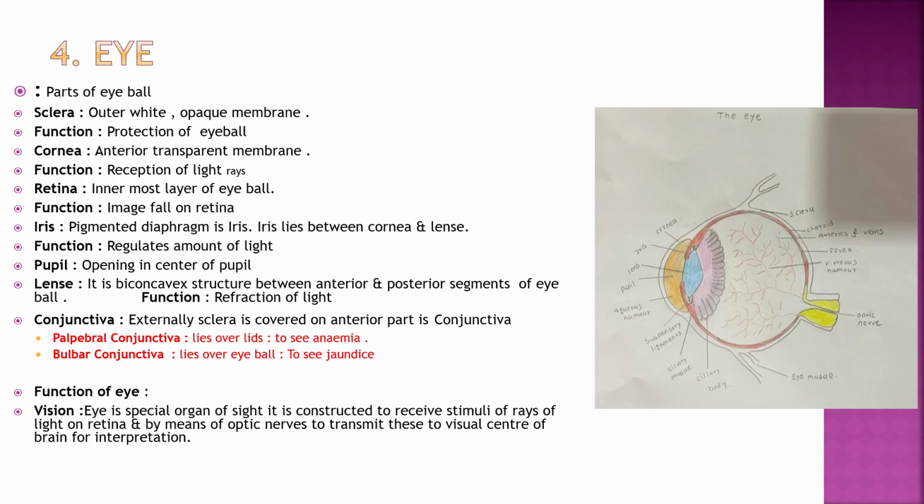The function of the eye is mainly vision. The eye is a special organ of sight. It is constructed to receive stimuli of rays of light on the retina, and by means of the optic nerves to transmit this to the visual center of the brain for interpretation, and then we can see the image.